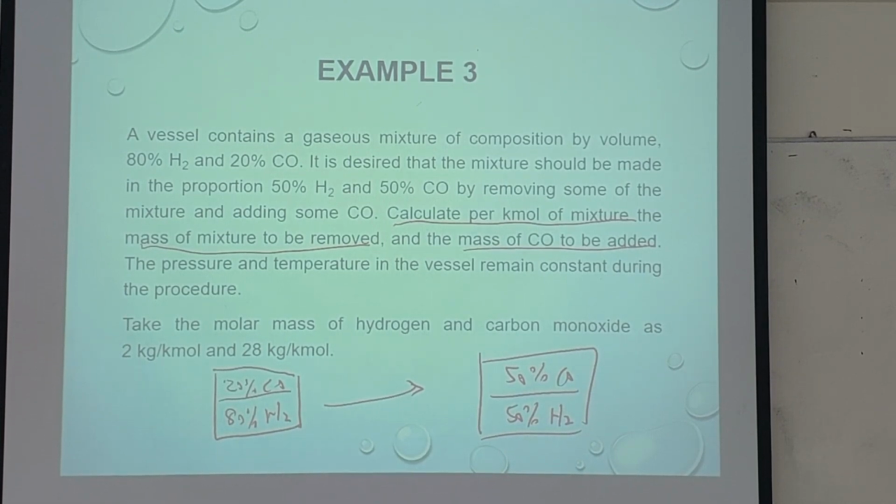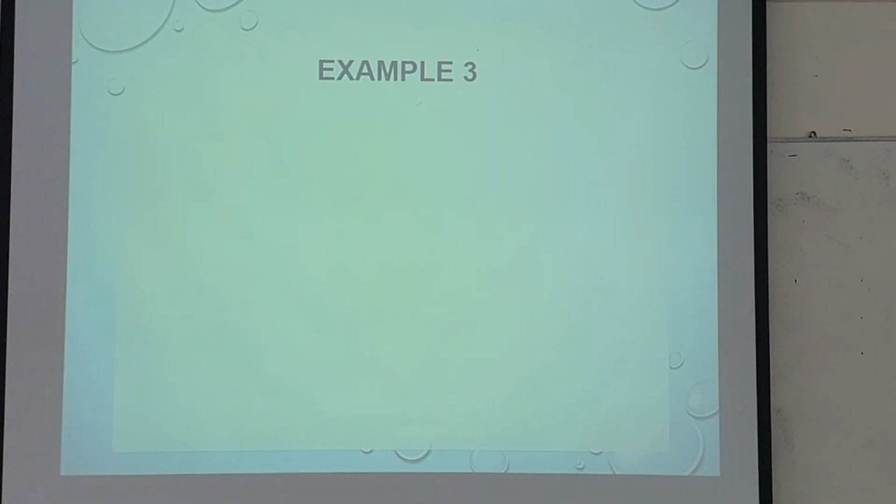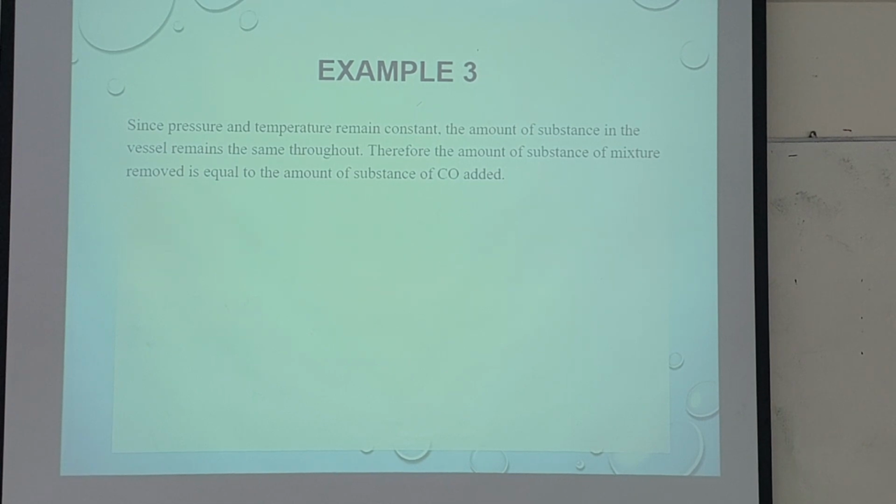So we need to do some math here again. Okay, let's see how we do this. Since pressure and temperature remain constant, the amount of substance in the vessel remains the same throughout. So the mole is the same. The total mass might not be the same, but the mole will be the same, because again, PV equals nRT. So this is a constant, and if this is constant, this one will be a constant. So therefore, the amount of substance of mixture removed is equal to the amount of substance of CO added.